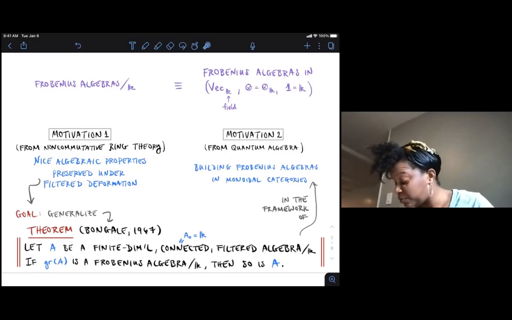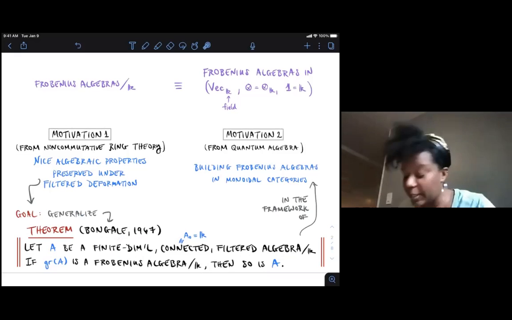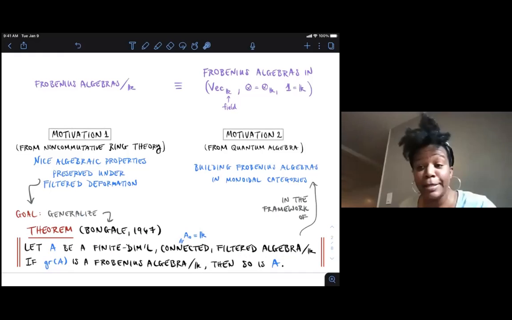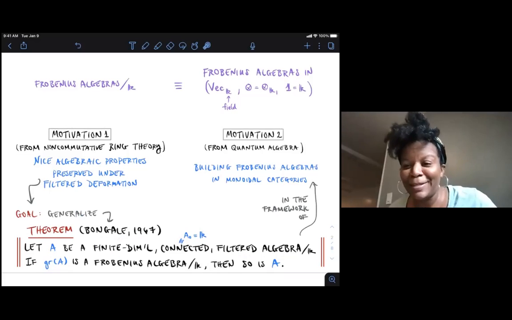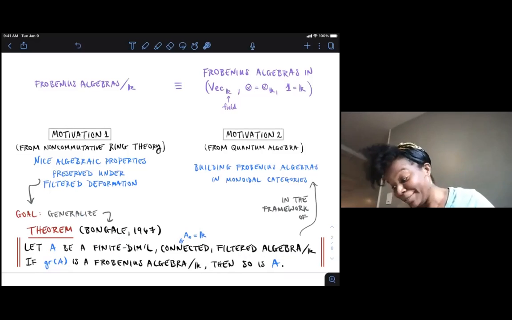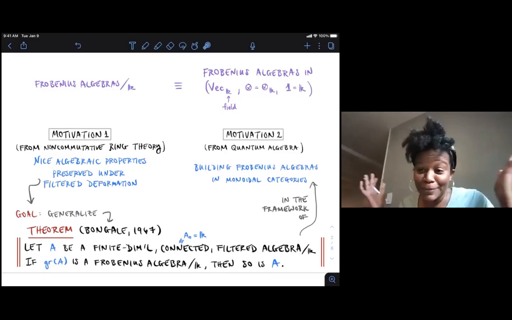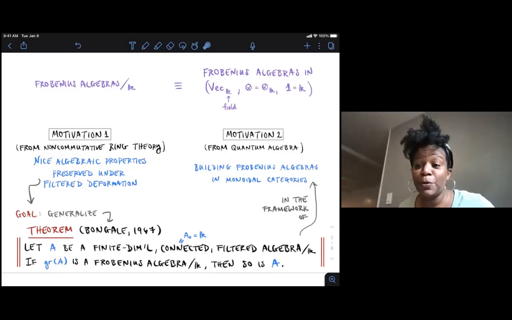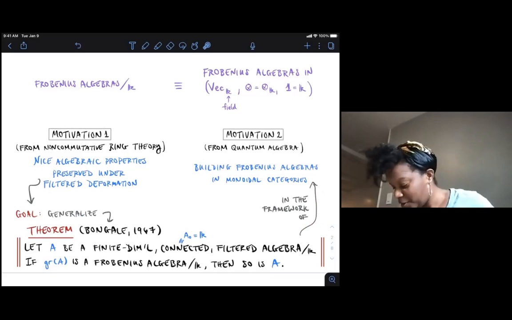that's finite dimensional and also filtered. And it's also connected, meaning the zero filter piece is K. And the statement is that if the associated graded algebra of A is Frobenius, then so is A. So this is a really cool result. I mean, I think it's been hidden for a while. It's not cited much, but clearly I think it's important. It should be used. And what we want to do is generalize this result to the context of Frobenius algebras and monoidal categories. All right, so that's blending the two motivations.